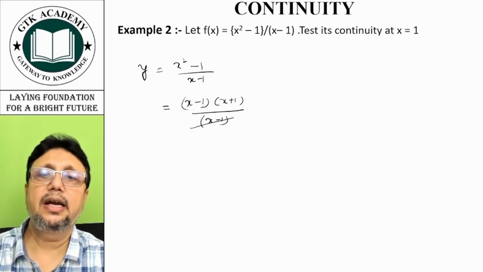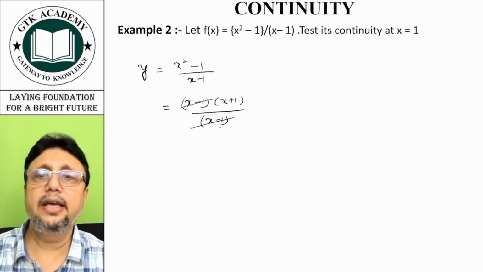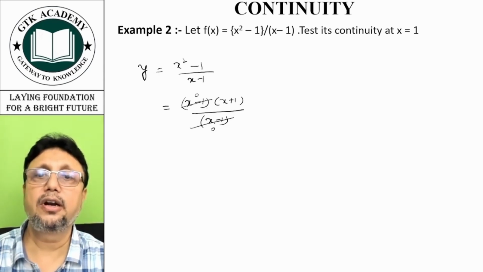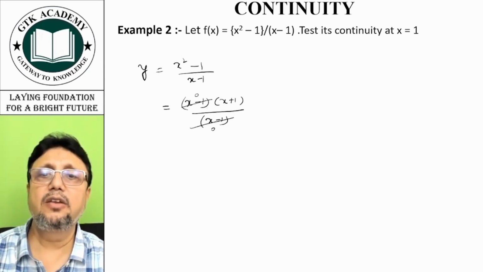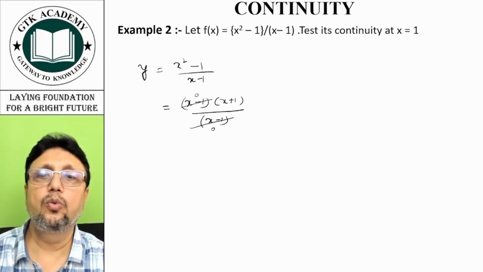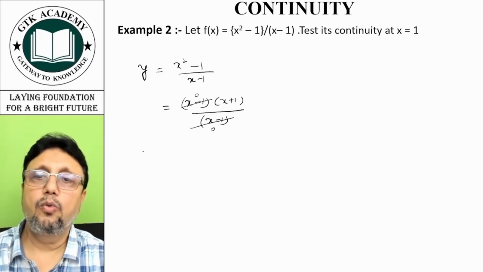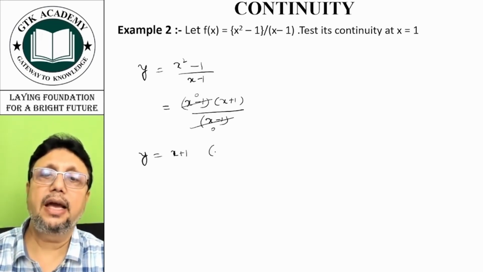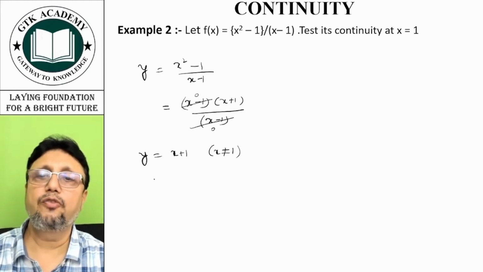Now x minus 1 gets cancelled only in case when x is not equal to 1. If x is equal to 1, this will be 0 and this will be 0. You cannot cancel 0 in numerator and denominator. You can only cancel when x is not equal to 1. So y is equal to x plus 1 only when x is not equal to 1. For x is equal to 1, it is not defined.